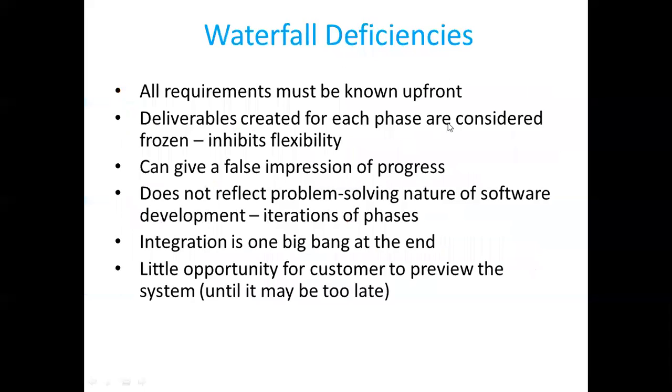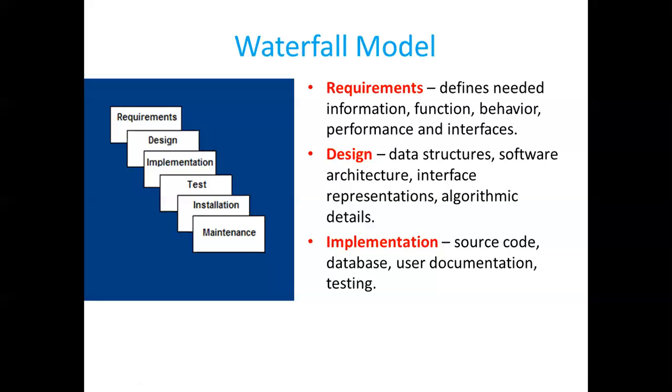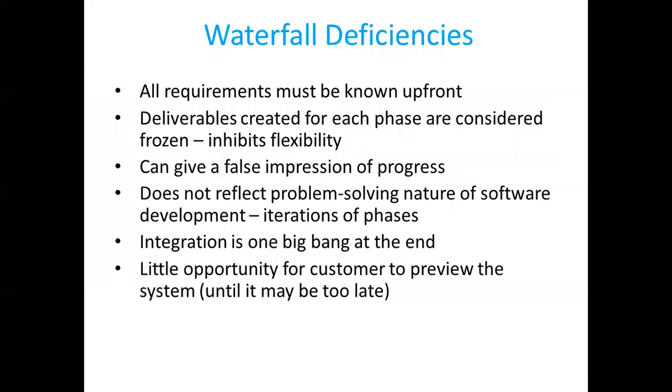Deliverables created for each phase are considered frozen, which inhibits flexibility. For every stage, the deliverables are frozen, so those are locked. It can give a false impression of progress. We say that design is completed, but when it comes to implementing the code, you might feel that this design is incomplete. So it gives some false impression of progress even though we say design is completed. It might not be completed actually.